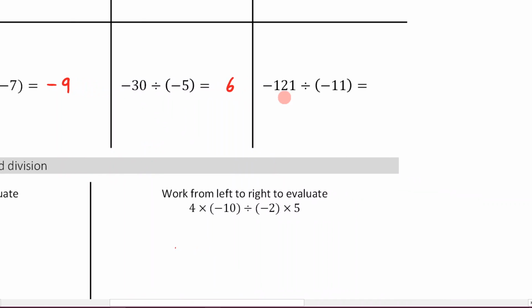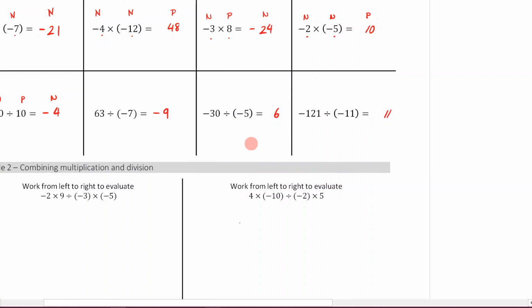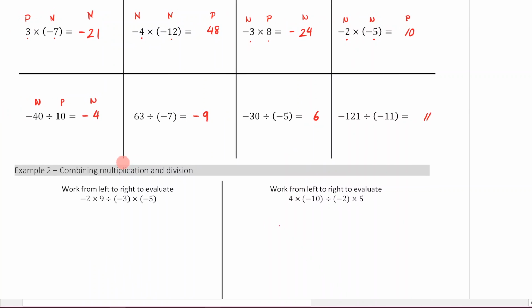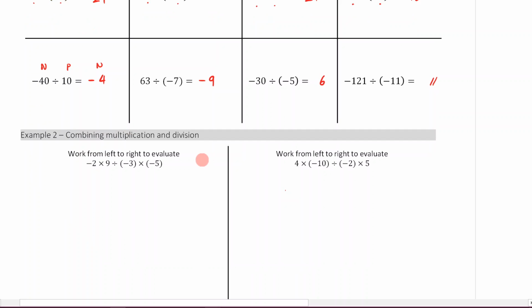And then here again, 121 divided by 11 is going to be 11. And because they're both negative, I know my answer is going to be positive. So as you can see here, I'm first dealing with the numbers, just doing the calculation, then going back and seeing what my sign is going to be. That is the important part right there.